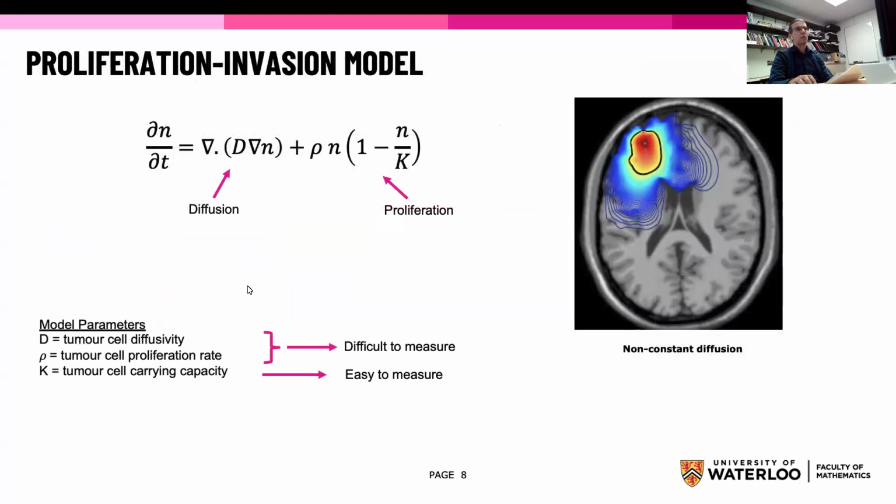This model, which is also called the proliferation-invasion model, is a simple reaction-diffusion equation, a well-studied mathematical model for brain tumors, and represents the density of tumor cells at time t and position x. The model has 3 parameters: diffusion coefficient D, proliferation rate rho, and carrying capacity K. As you know, the parameters D and rho are crucial for modeling tumor growth, but they're often difficult to measure from imaging data.